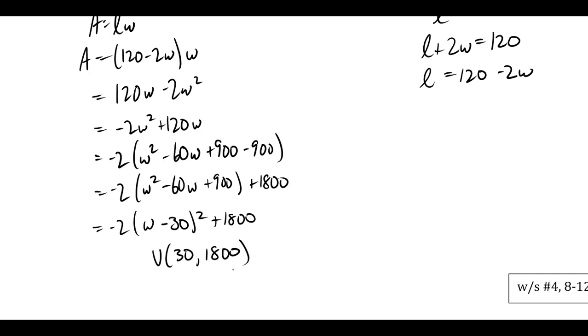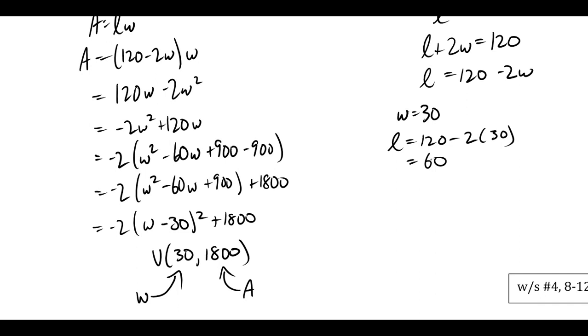And what does this mean? Well, this is my width, right? And this is my area. So the maximum area turns out to be 1800, but it occurs when I have a width of 30. And if my width is 30, then my length is 120 minus 2 times 30, which is 120 minus 60, which is 60. So there's my dimensions.